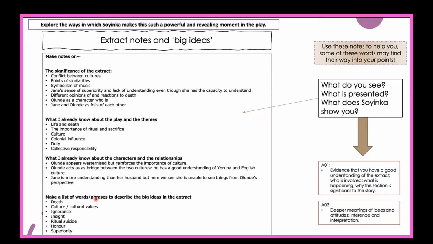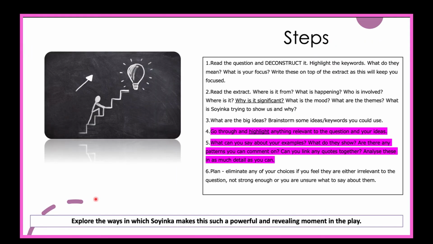And then we've just got some ideas down here, words and phrases that I wrote down just as I was reading through. This idea of death, because that's what they are talking about, but also within that, the cultural significance of death. The ignorance maybe of the colonial mindset, the insight of Olunde, the ritual suicide that comes out there, and this idea of superiority between the two characters.